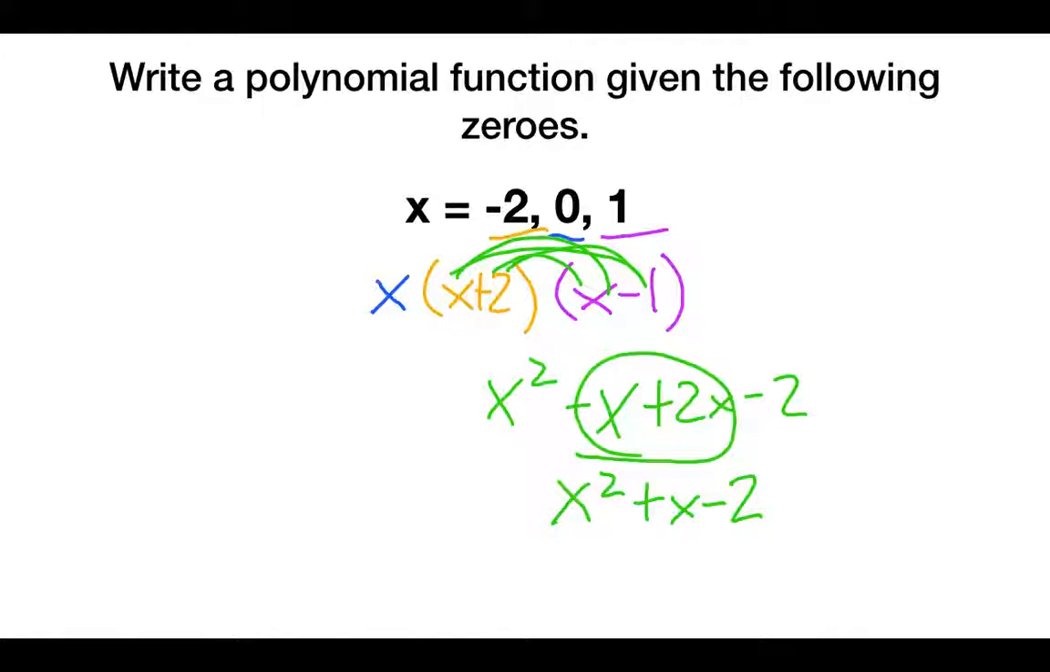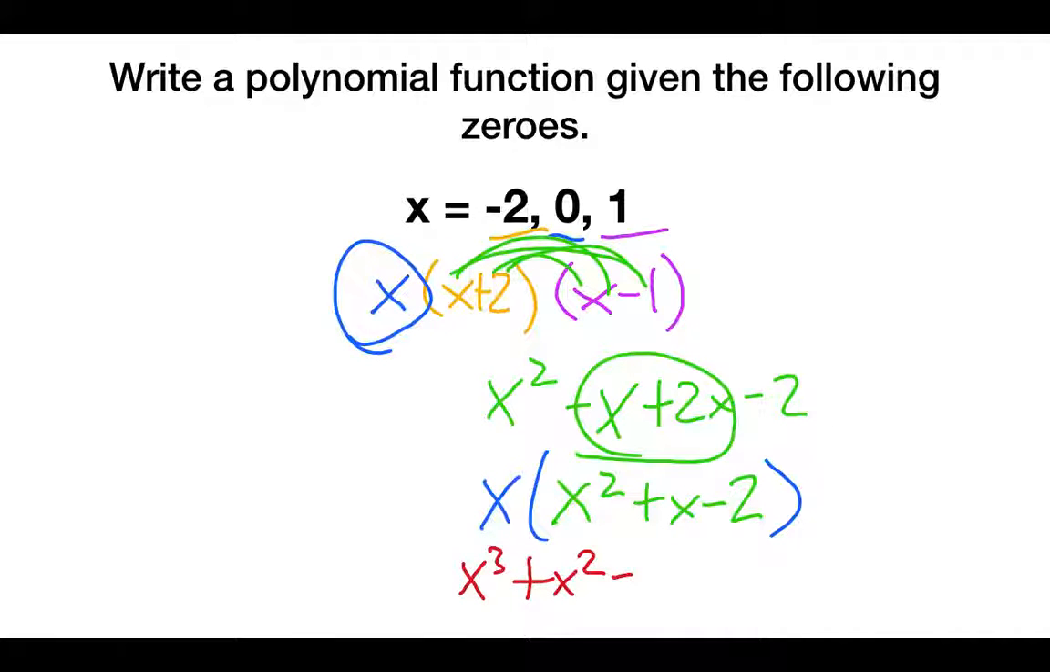Now, you have to remember this part right over here. It's easy to forget, but it's really x times these, which means our final version would end up being x cubed plus x squared minus 2x. And that is our final answer.